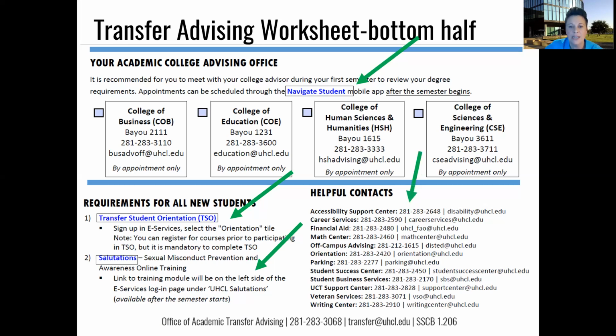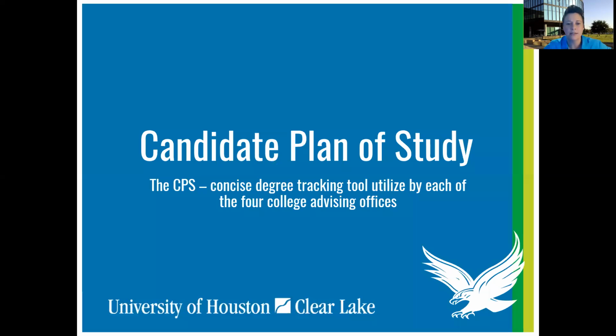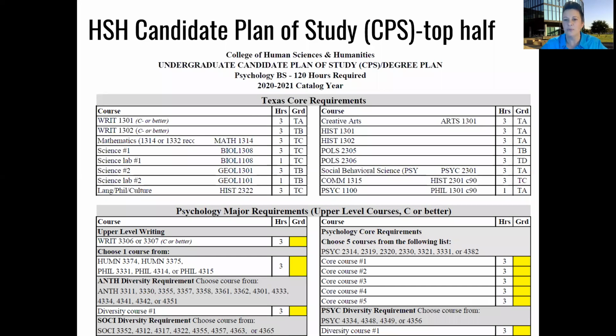All right, let's go ahead and look at the candidate plan of study. So what I decided to do was to do a quick overview of each candidate plan of study. So each of you are under different colleges. So the first one I'm going to do is under the College of Human Sciences and Humanities, which we call HSH because it's a lot easier to say. So this one is actually a degree plan for psychology. And so this one, again, all of the degree plans under the College of Human Sciences and Humanities look very similar. But if you're in science and engineering or education or business, then your degree plan looks a little bit different.